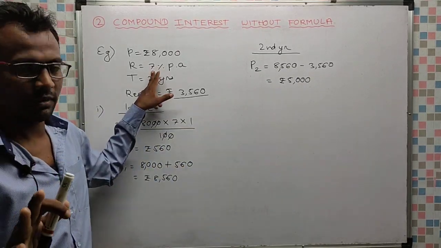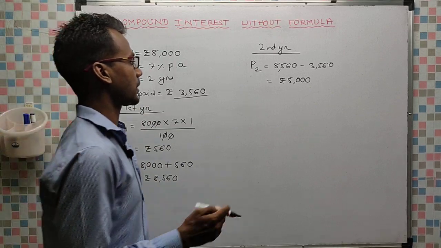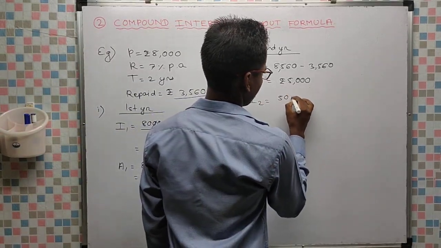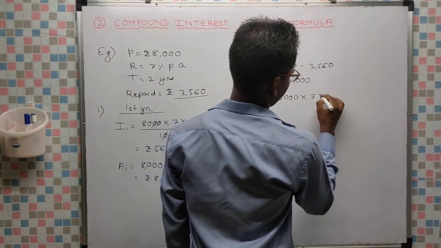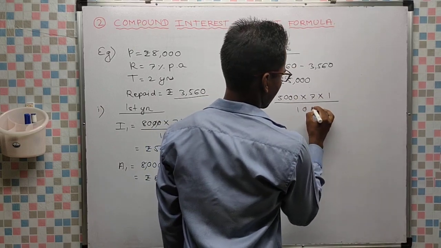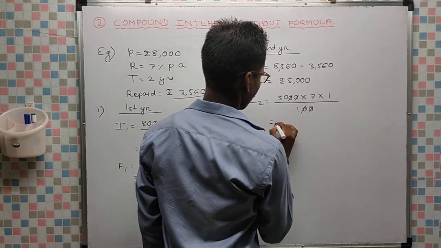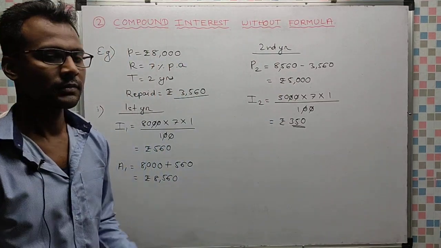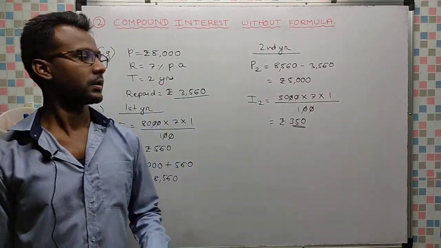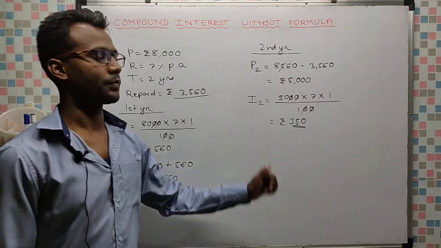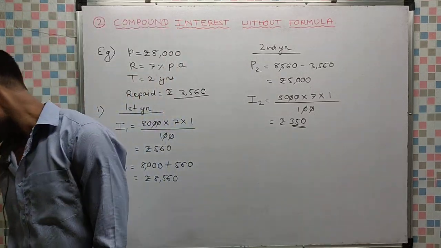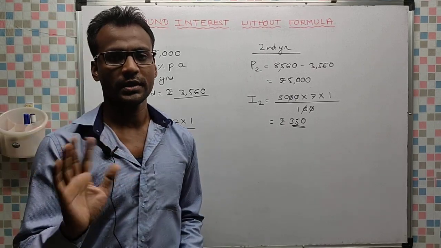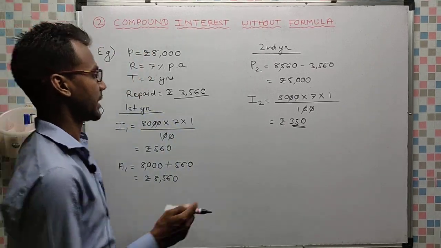Rate is the same, 7%. Time is 1 year. Let us calculate I2. Principal into rate into time by 100, which will give you rupees 350. So this is the answer for the first bit. Interest for the second year is equal to rupees 350. Next bit: total interest paid in 2 years, means I1 plus I2. Second bit.